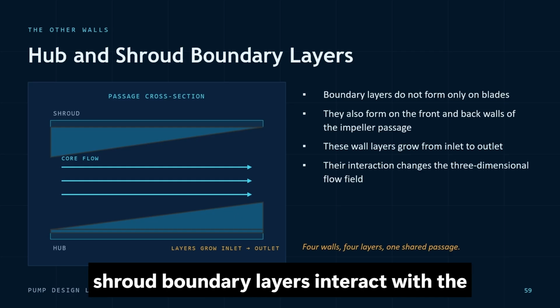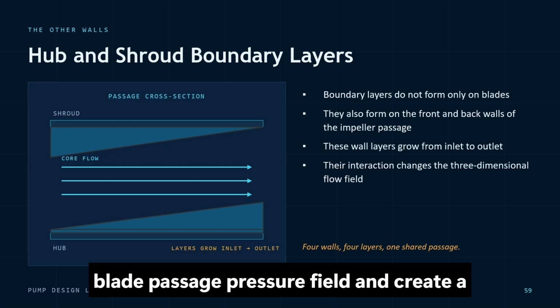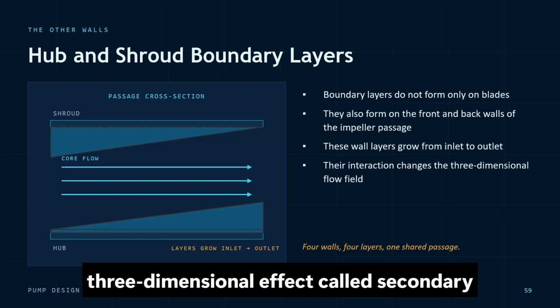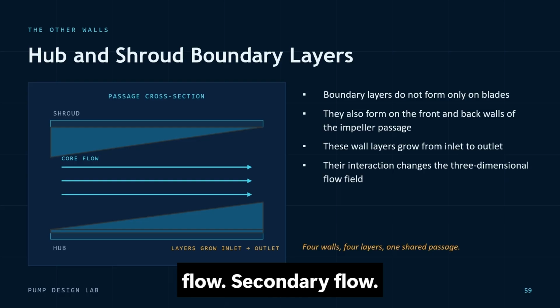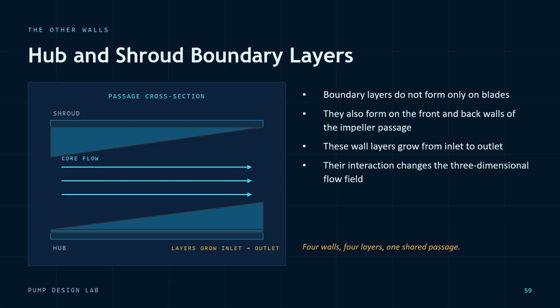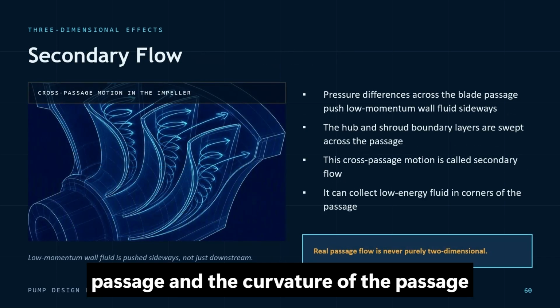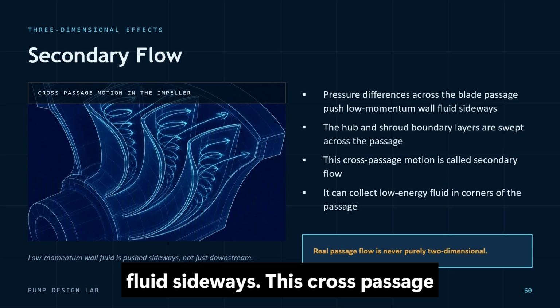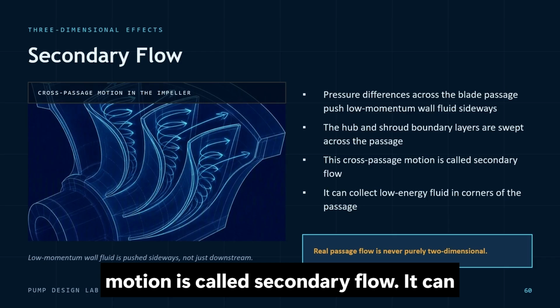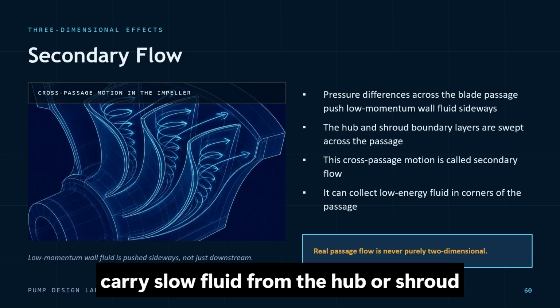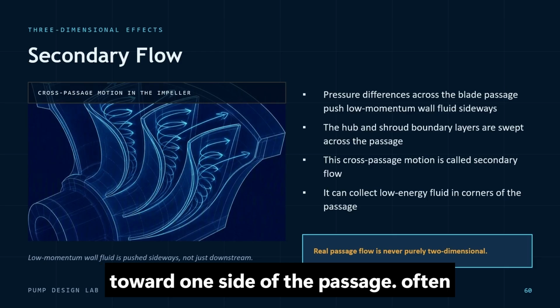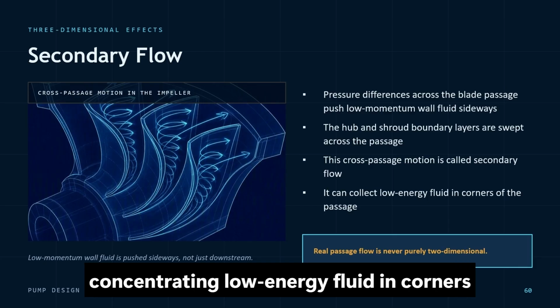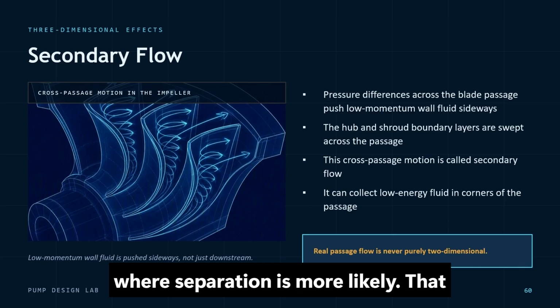These hub and shroud boundary layers interact with the blade passage pressure field and create a three-dimensional effect called secondary flow. Pressure differences across the blade passage and the curvature of the passage can drive low-momentum boundary layer fluid sideways. This cross-passage motion is called secondary flow. It can carry slow fluid from the hub or shroud toward one side of the passage, often concentrating low-energy fluid in corners where separation is more likely.